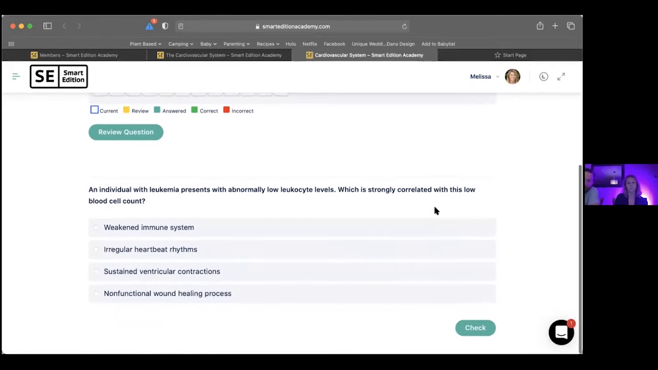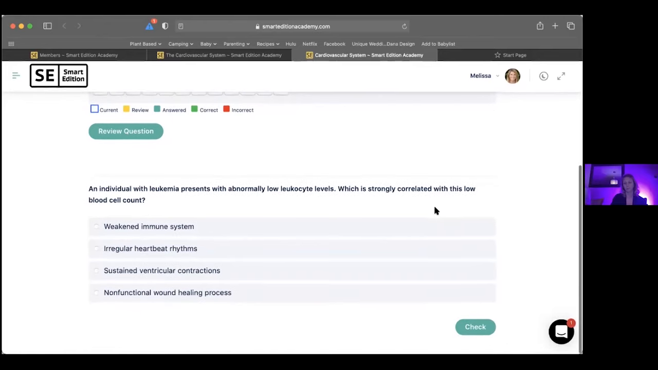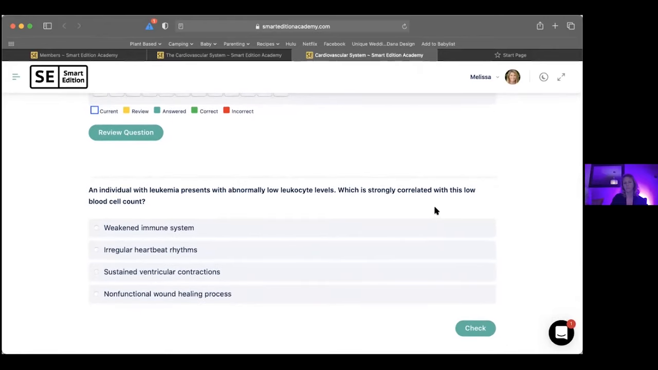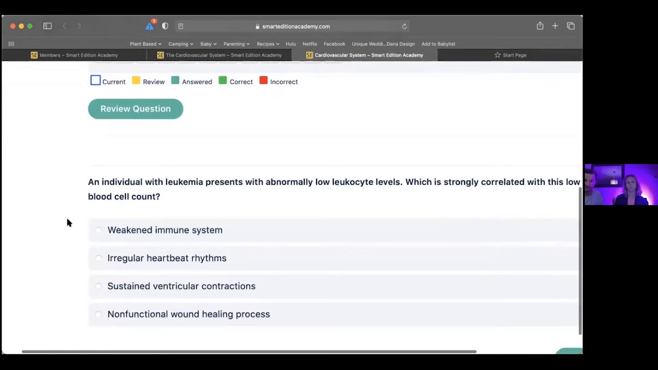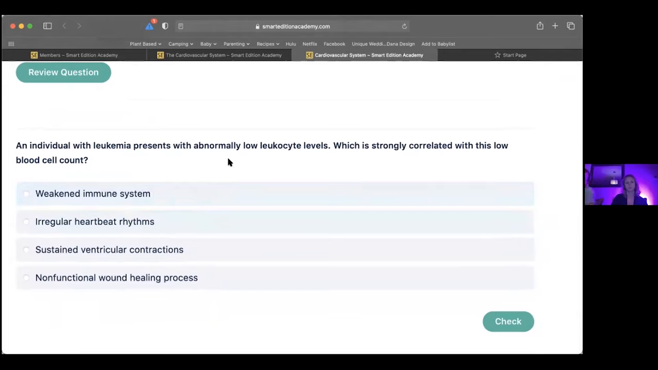All right, so you can read that question and then we'll go over the answer. Okay. So an individual with leukemia presents with abnormally low leukocyte levels, which is strongly correlated with this low blood cell count. You guys can take a minute to answer that from those choices. I want to make sure you can all see that clearly. If you don't, we might be able to zoom in a little bit, but go ahead and select your choices, A, B, C, or D. If you want, you can put those answers into the chat. Looks like mostly everybody's saying A, so that should be the answer. We've got one B in there, so we'll see.